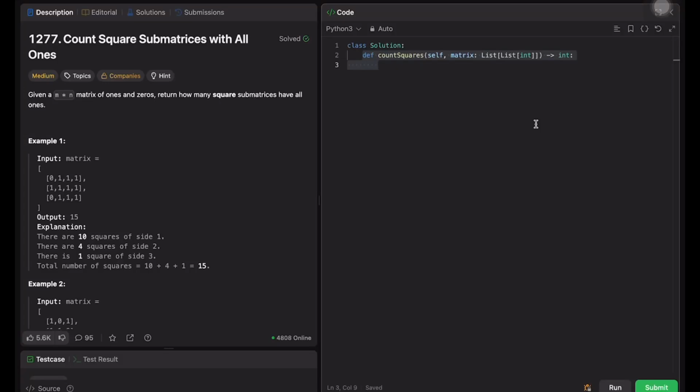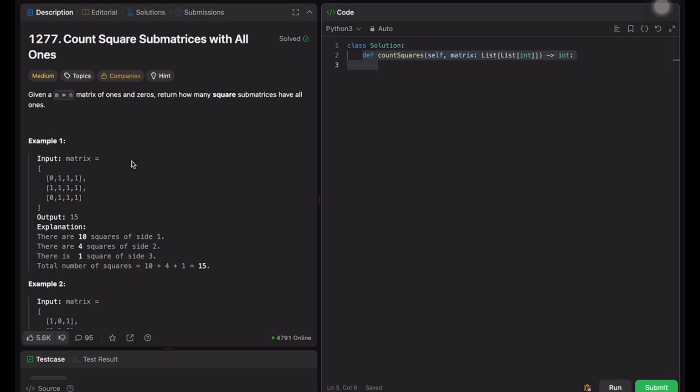Today we are going to solve the August day 20th challenge, which is count square submatrices with all ones. They'll be giving us a matrix of ones and zeros. We have to return how many square submatrices have all ones.